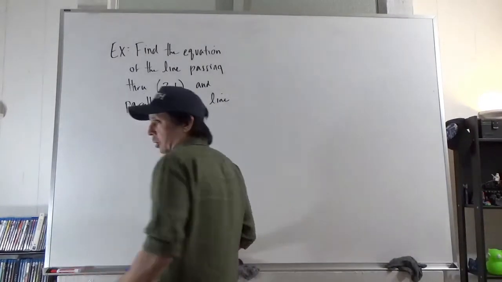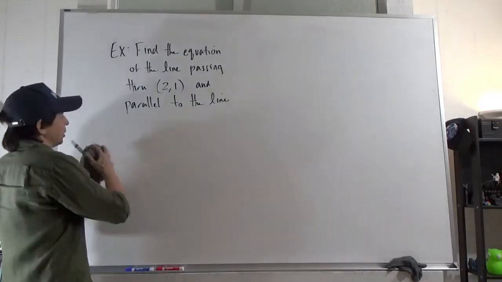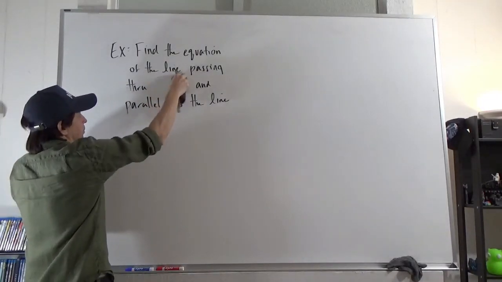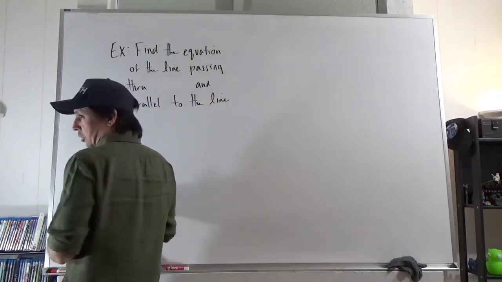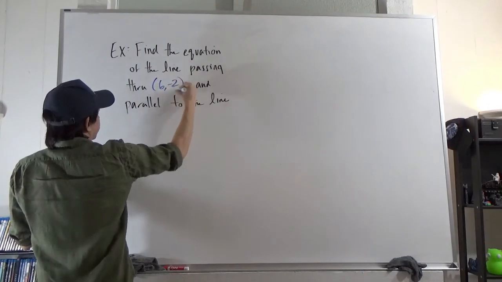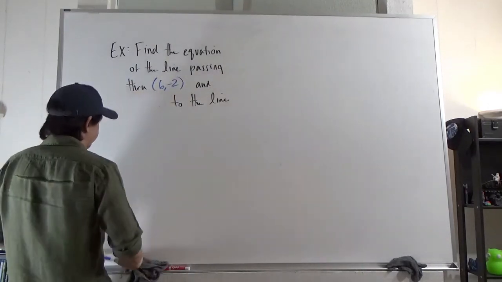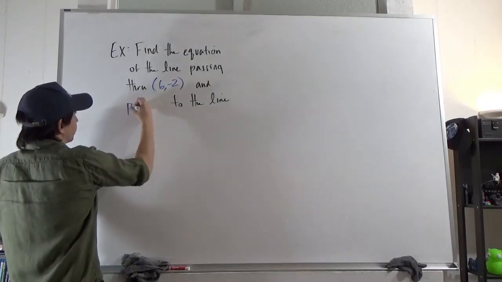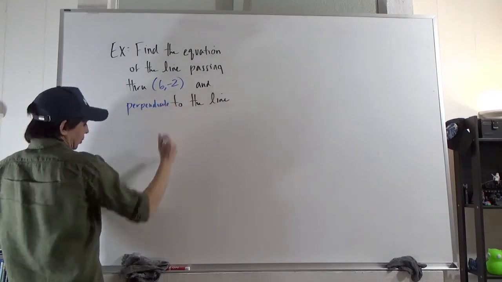Okay, similar problem, so I left it up, but I'm going to erase the point, give you a new point. Find the equation of the line passing through 6, negative 2 and perpendicular to the line, ooh, let me fit it.